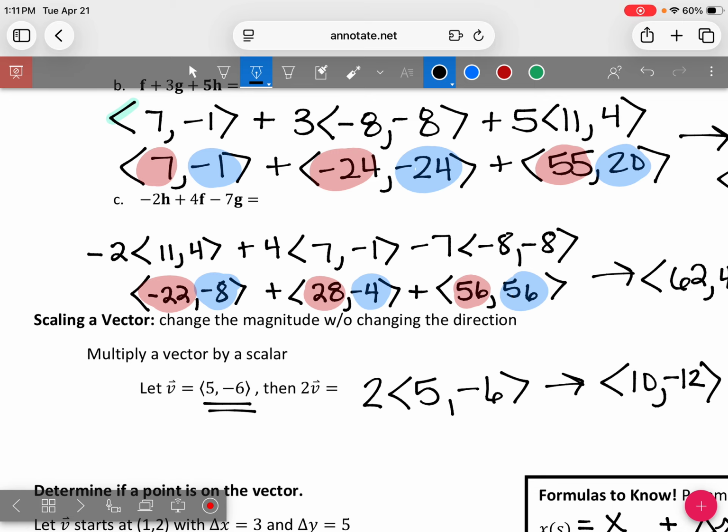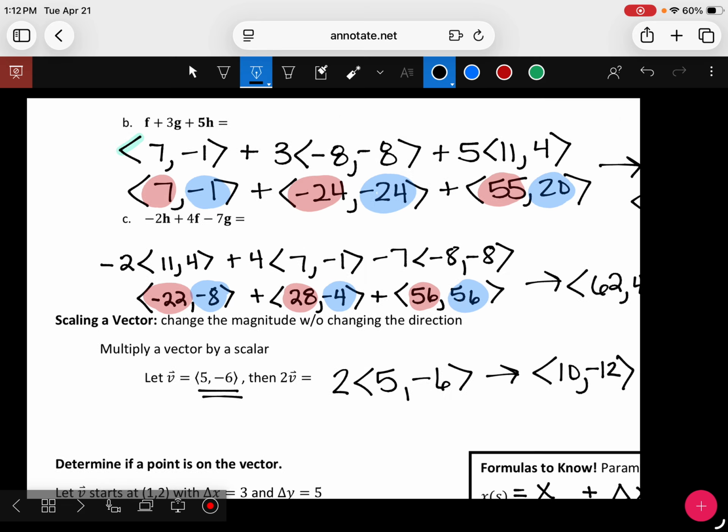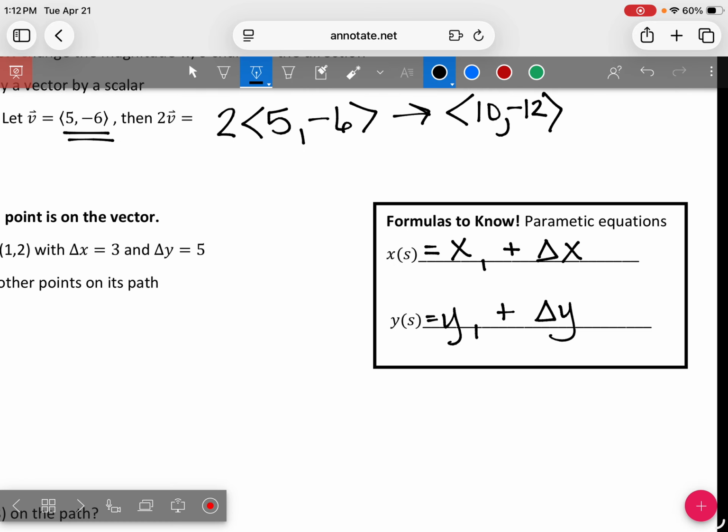So the last part of 9-4, and then we will be finished with 9-4, is determining if a point is on the path of a vector. So another formula you should know, go ahead and copy this down.